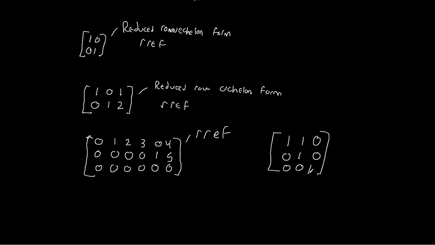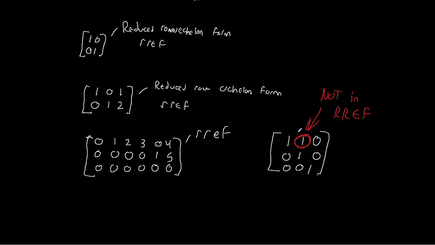But then finally, if a column contains a leading 1, then all other elements in that column have to be 0. Leading 1 here, 0, 0, we're good. Leading 1 here, 0, 0, we're good. Leading 1 here, well, that's not a 0, right? So this is not in reduced row echelon form. And I'm going to circle this right here because this is our problem, okay?